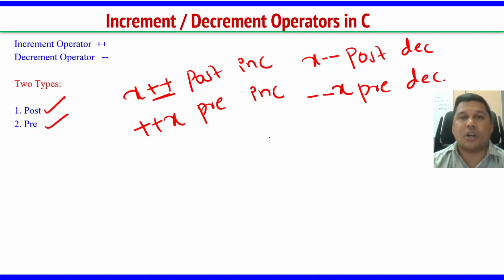The rules are different for different conditions. If it is post, it has some rule. If it is pre, it has some rule. Let us try to see that.